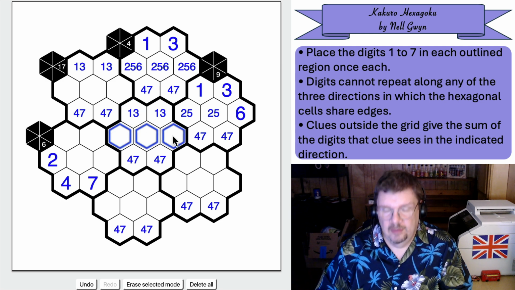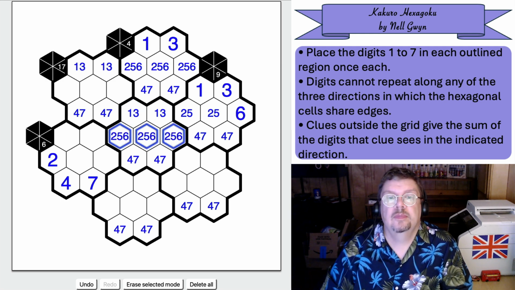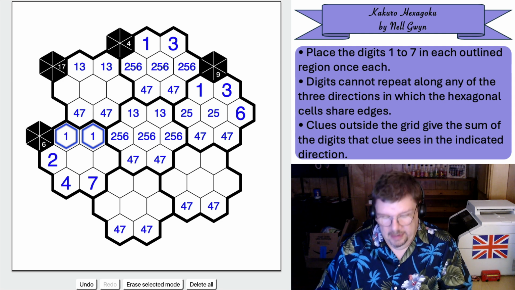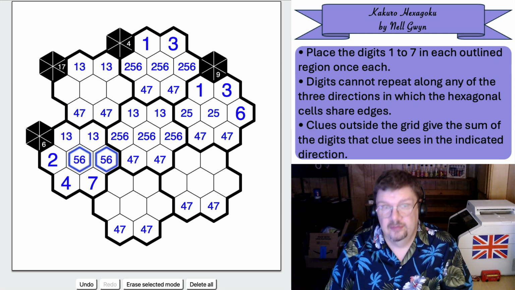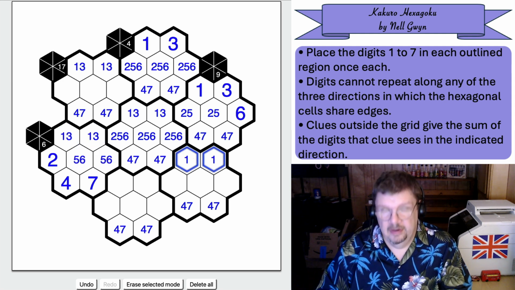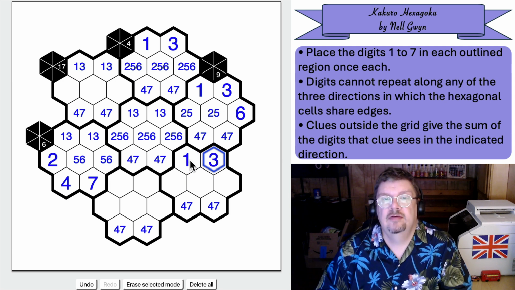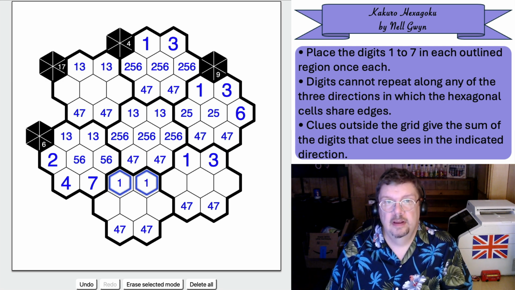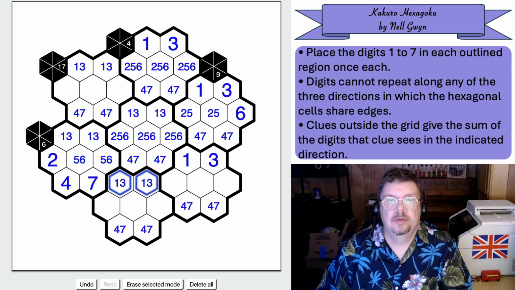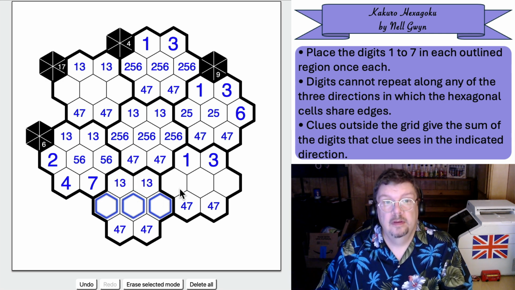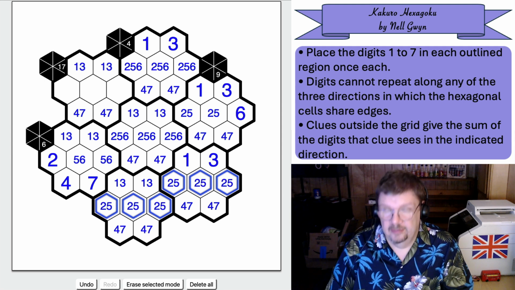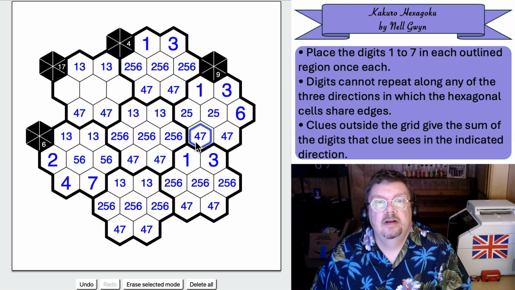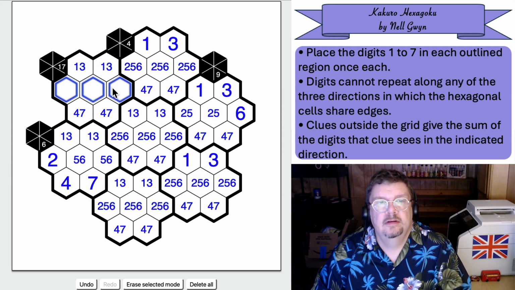These must be 2, 5, 6. These must be 1 and 3. These are 5 and 6. 1 and 3. In fact, I can place those because of the 3 on this line. That's 1 and 3. And then these are also 2, 5, 6. All right, and then these are 2, 5, 6 as well.